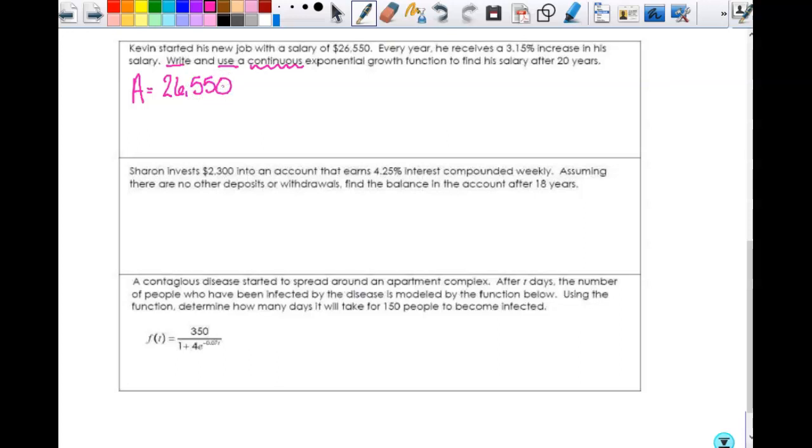$26,550 times e to the rt power, so 0.0315 times t power. That's writing it, meaning I can put in any value for t and get an answer. Then to use it, that's when you actually substitute it in, and I'll get A is equal to $26,550 times e to the 0.0315 times 20 power.